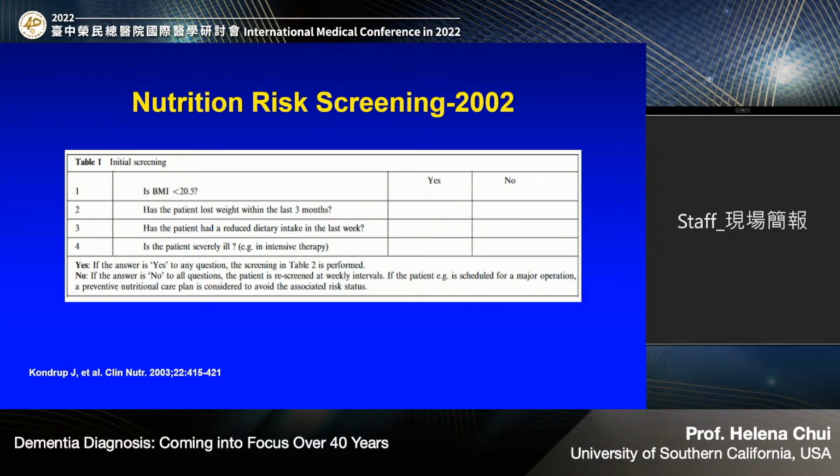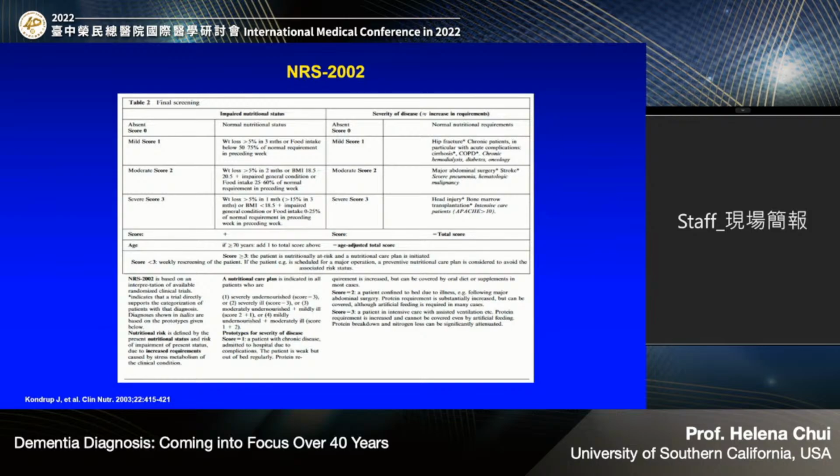Then you move on to step 2 of the screening process. So here's the next step in the screening. And you can see on the left here, you're looking at impaired nutritional status, and points are given depending on the severity of nutritional impairment. And then on the right, you can see severity of disease is evaluated. So the sicker the patient is, the more points they get.